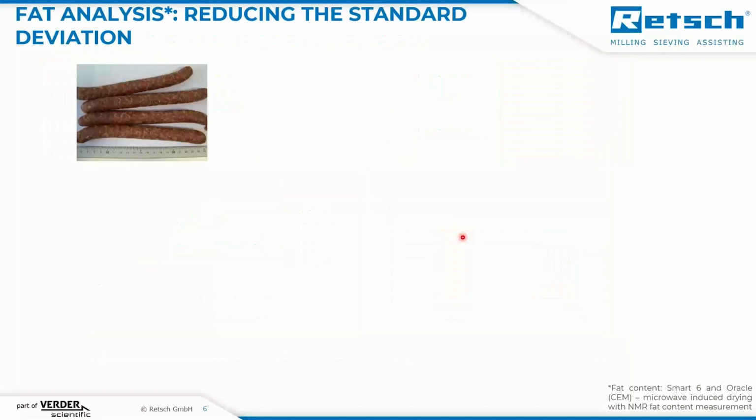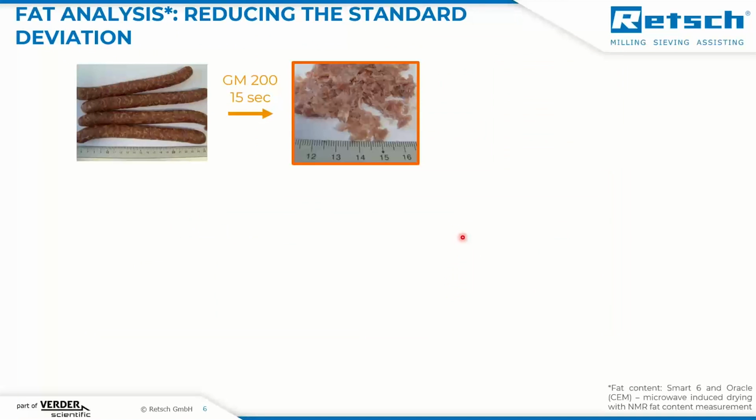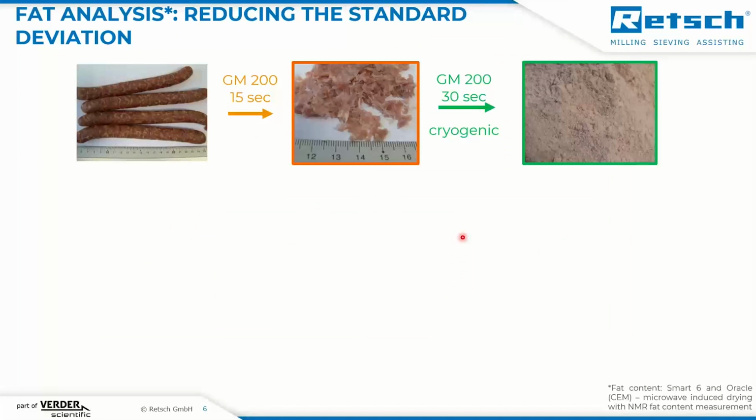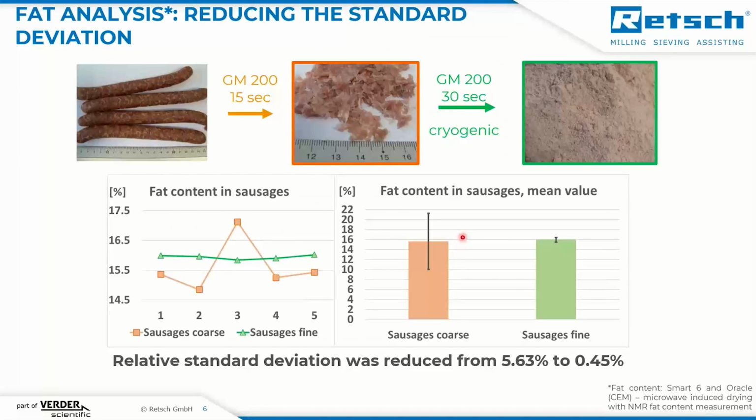And this is also the same, for example, with these sausages. Again, we have the coarsely ground sample and the finely ground sample. And again, we see the same picture: less variation in the finely ground sample regarding the fat content and more variation regarding the fat content in the coarse sample. And again, with the mean value and the relative standard deviation, in this case there is a really high reduction from more than 5% to less than 0.5%. So you can really influence the reproducibility by the quality of your sample preparation.